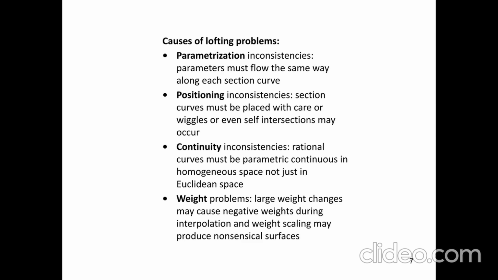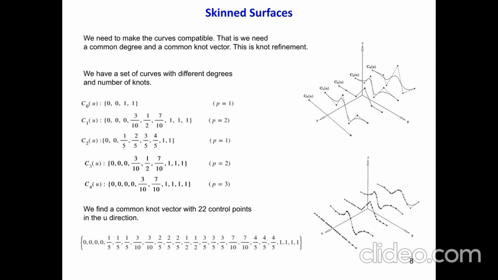So we have this set of curves, and they all have different degrees and different knot vectors. So we need to find a common knot vector in the U direction among this set of, we have 5 curves here. So this was called knot refinement. It was covered in a previous section. We do knot refinement, and we find a common vector and a common degree. And our common knot vector ends up having 22 control points in the U direction.